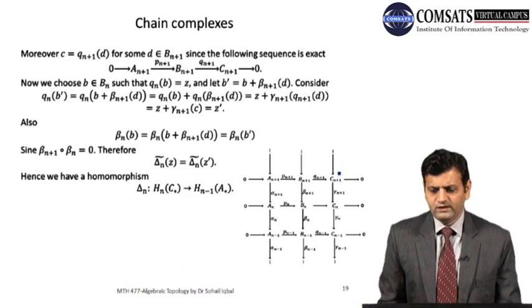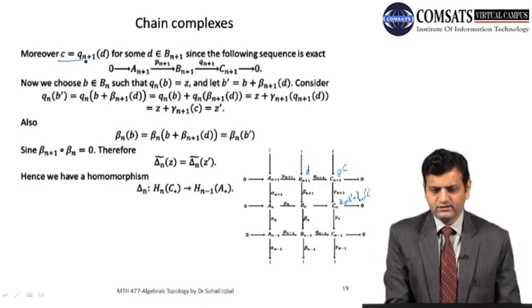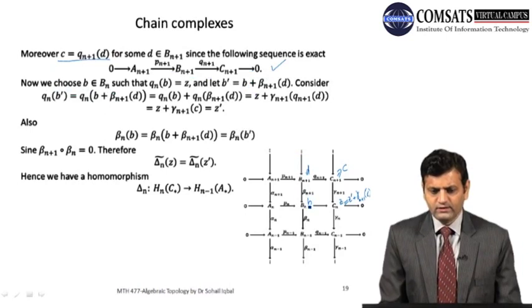Moreover, now we have C inside Cn plus 1, and we have Z equal to Z prime plus gamma n plus 1 of C, and this Qn plus 1 is surjective, so there exists D inside Bn plus 1 such that Qn plus 1 of D is equal to C. That's the condition, because this is basically a short exact sequence of modules. Now choose B belonging to Bn such that Qn of B is equal to Z, and B prime is equal to B plus beta n plus 1 of D. So define this element.